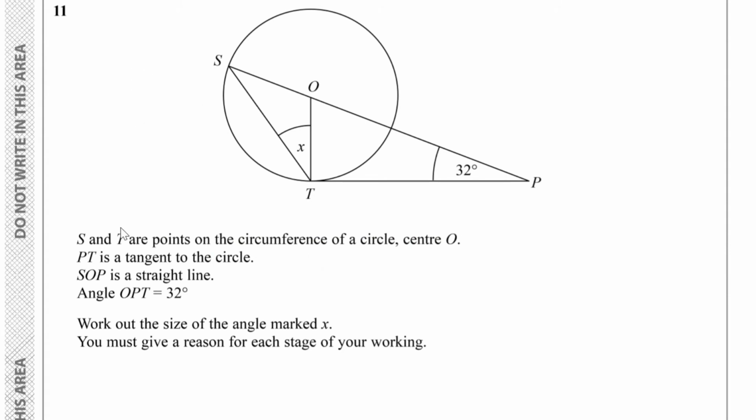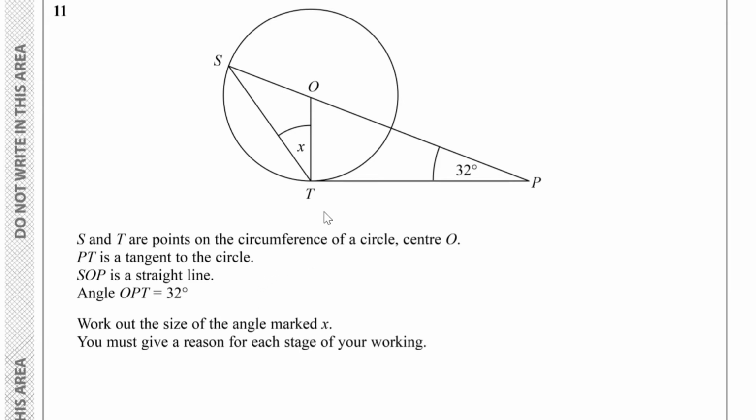Question 11. S and T are points on the circumference of a circle with centre O. PT is a tangent to the circle and SOP is a straight line, and the angle OPT is equal to 32 degrees. We see all this in the diagram above. We have to work out the size of the angle marked X. You must give a reason for each stage of your working.